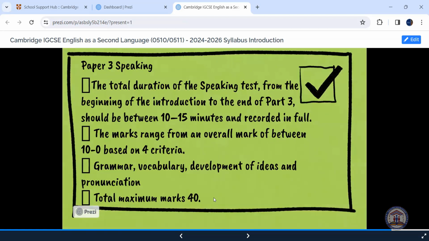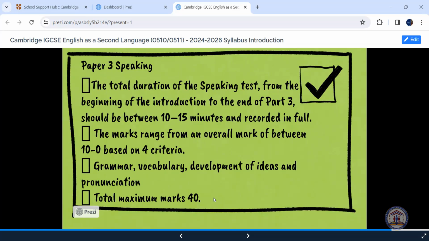So what should I know about paper 3 speaking? The total duration of the speaking test, from the beginning of the introduction to the end of part 3, because you start recording from the beginning of the introduction, from the time the student comes in until the student ends his answer in part 3, should be between 10 and 15 minutes, and recorded in full from the time he comes in to the time he goes out, or you say this is the end of part 3 and the end of the test.